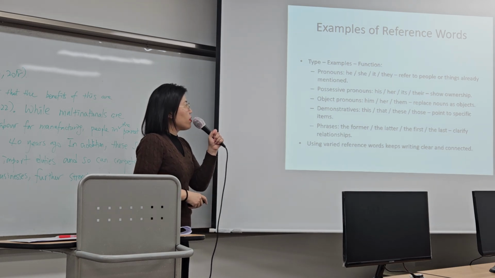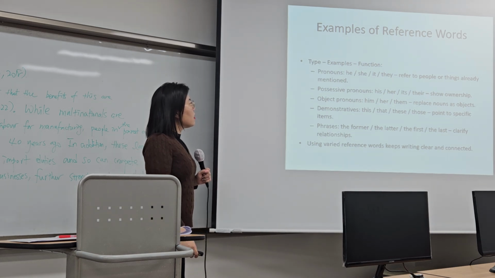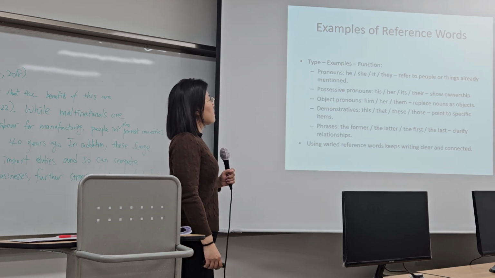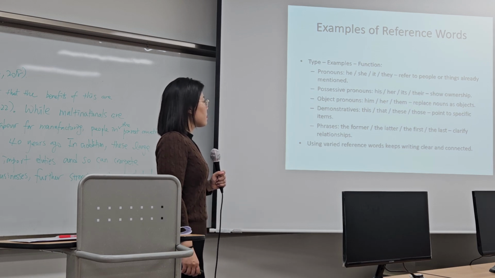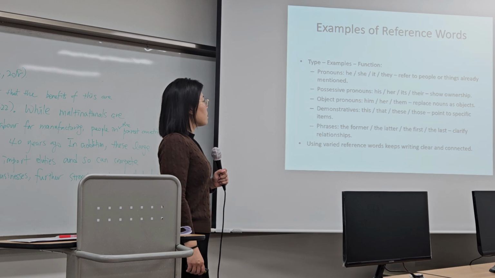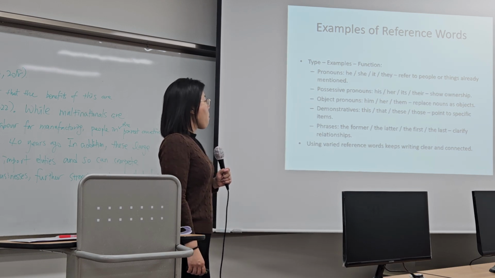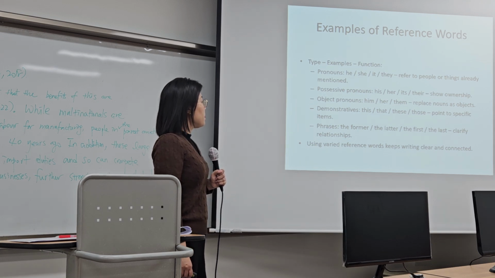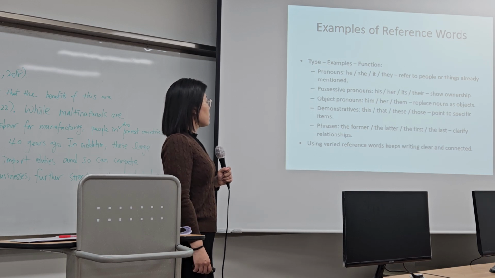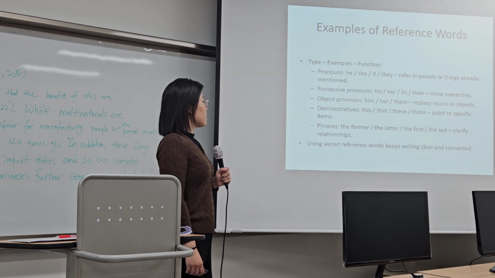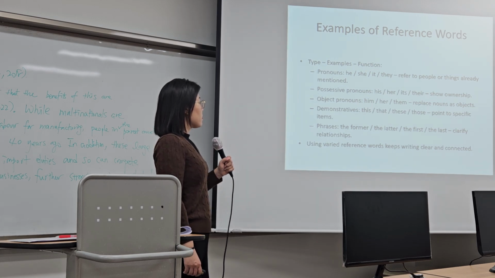Alright, so what are the examples of the reference words? Type, example, function. Pronouns: he, she, it, they refer to people or things already mentioned. Possessive pronouns: his, her, its, their show ownership. Object pronouns: him, her, them replace nouns as objects. Demonstratives: this, that, these, those point to specific items. Phrases: the former, the latter, the first, the last clarify relationships. Using varied reference words keeps writing clear and connected.